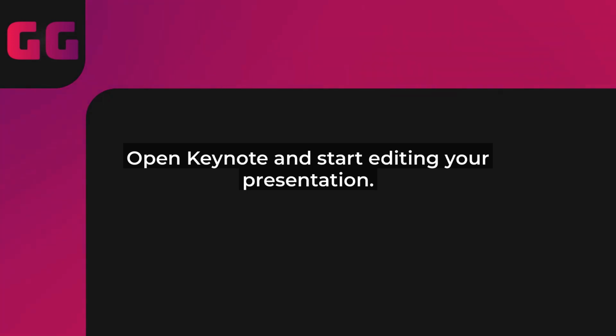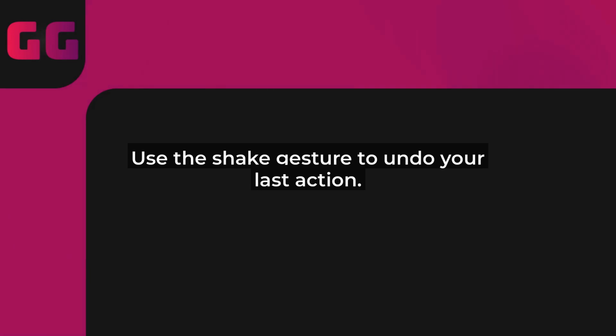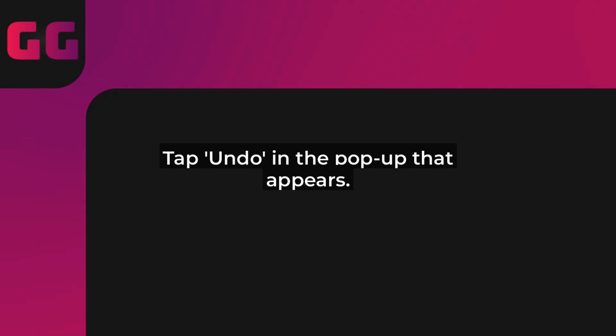First things first, let's open up Keynote on your iPhone. Make sure you have the latest 2025 version installed. Head to the App Store if you need to update. Once you're in a presentation, start editing your slides. Maybe you're adding text, images, or animations, and oops, you make a slip-up.